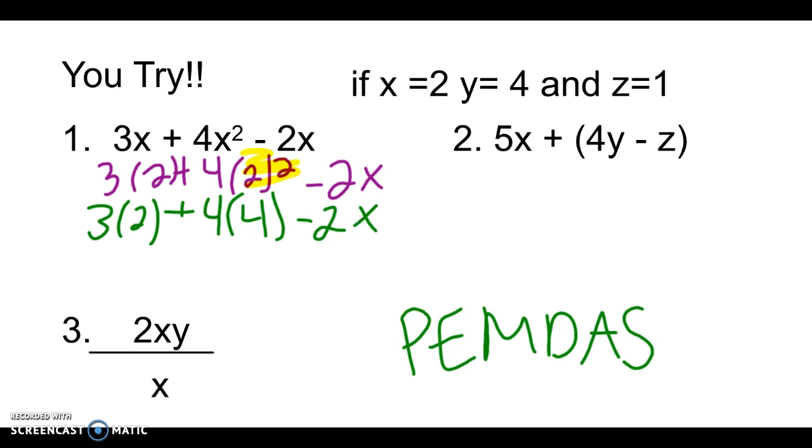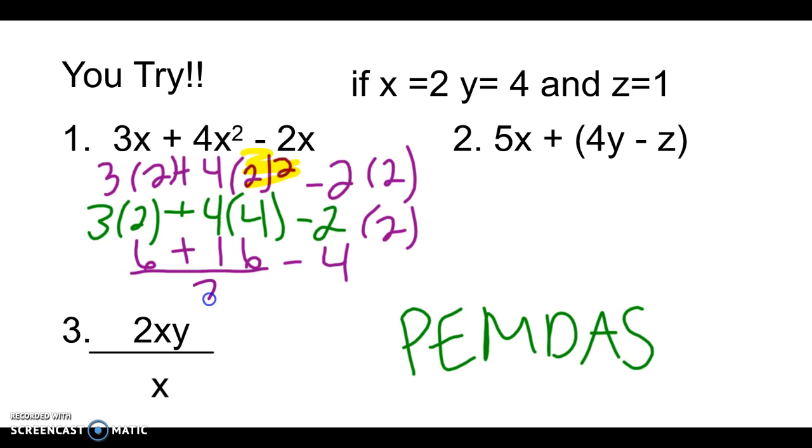All right. 3 times 2 is 6, plus 4 times 4, which is 16, minus, oh boy, we just didn't even write a 2 here. So that should be 2 times 2. There we go. All right, minus 2 times 2, which is 4. So then we're going to add and subtract from left to right. So 6 plus 16 gives us 22 minus 4, and our final answer is going to be 18.